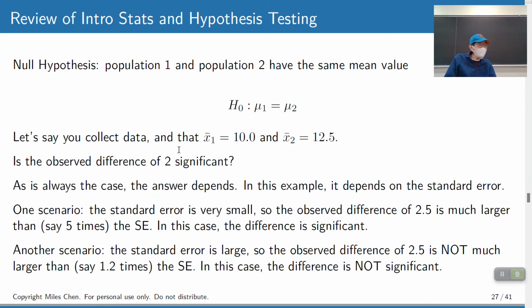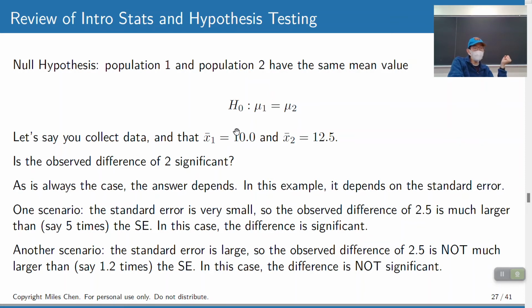The answer is, it's going to depend. It depends on the standard error. Let's say all of the values in sample 1 are very similar to each other. You got like 9.9, 9.8, 10.0, 10.1. And all of the values in sample 2 are very close to each other: 12.5, 12.4, 12.6, 12.3, things like that. And so you have a very small standard error. This difference of 2.5 would be considered significant.